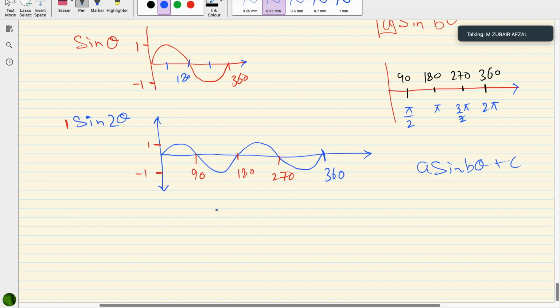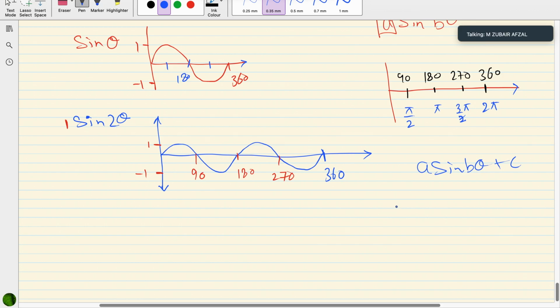Yes, it is the same concept. We will merge these two topics with transformation: sketching of trigonometric ratios with transformation. Our very next topic is transformation. That is what happens when you multiply with 2 or divide with 2. So that's transformation.